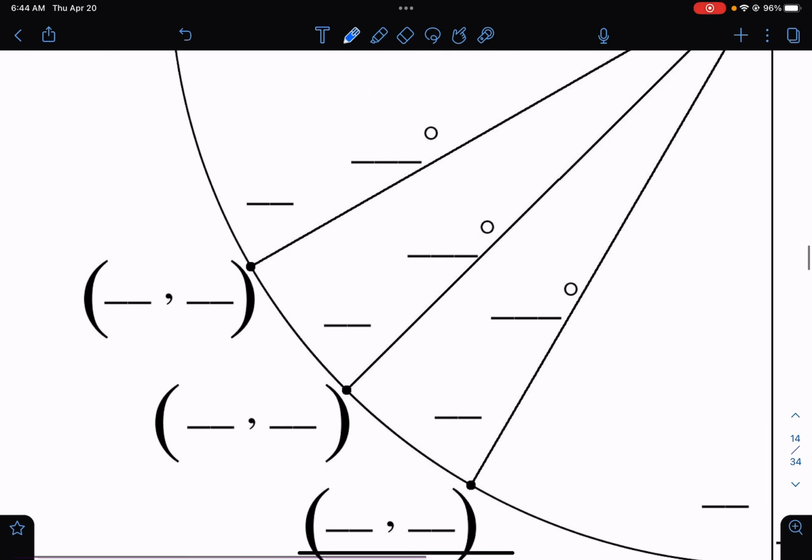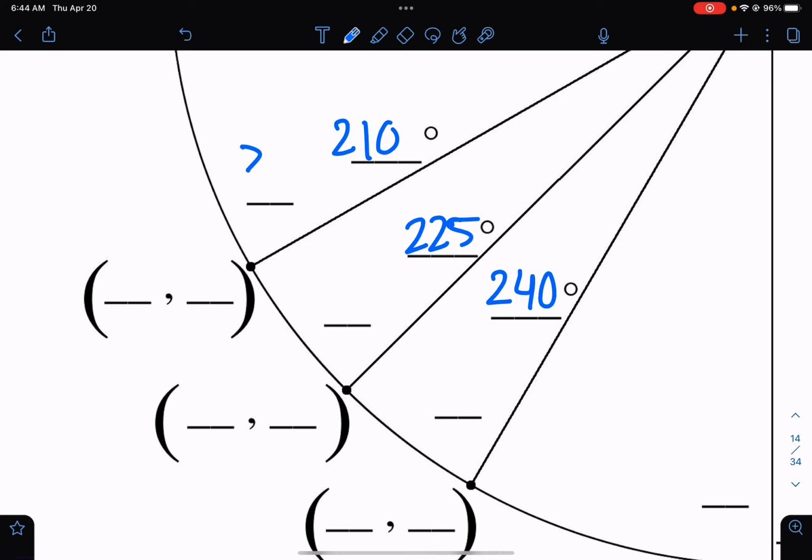So we've got 210. Sorry, guys. Excuse me. It's not worth editing out. So those are our degrees in the third quadrant. We get 7 pi over 6, 5 pi over 4, and 4 pi over 3.